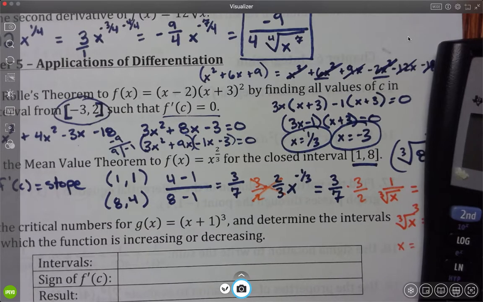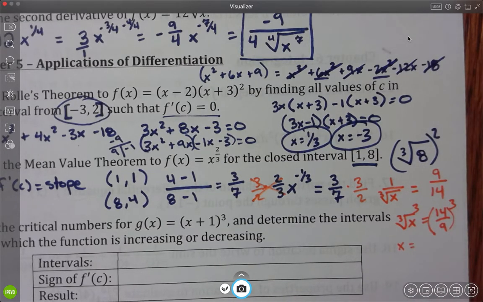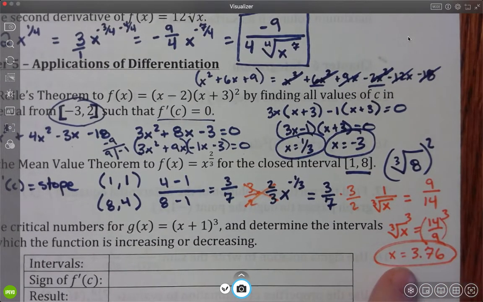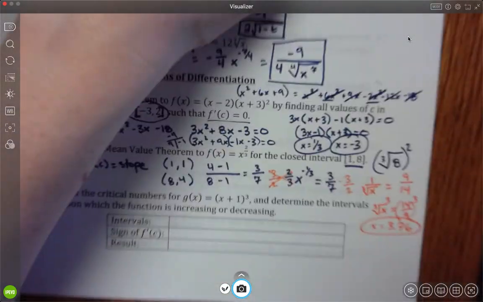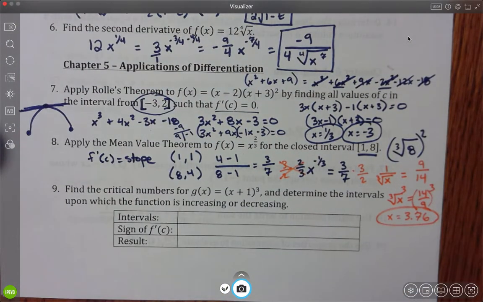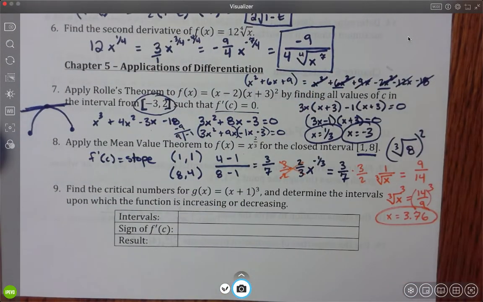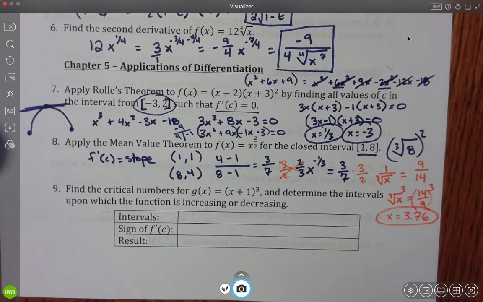Yeah. 14 divided by 9, and I'm going to take that to the 3rd power. That is 3.76 approximately. That's where the derivative is going to have a slope of 3/7. Gross. Yucky. Okay, I'm not a particular fan of the mean value theorem, but it has its important parts, I guess.